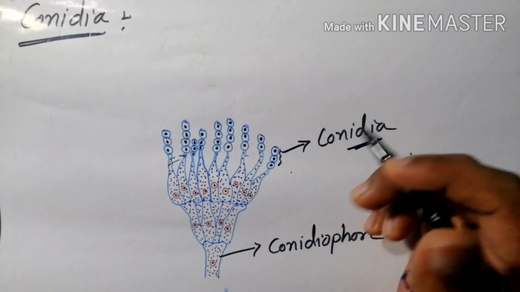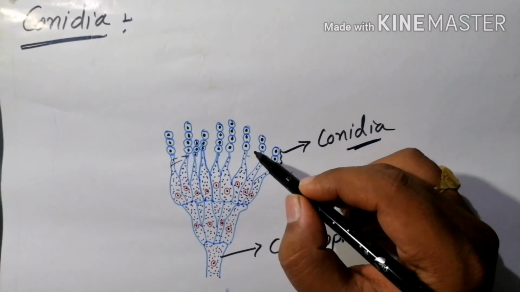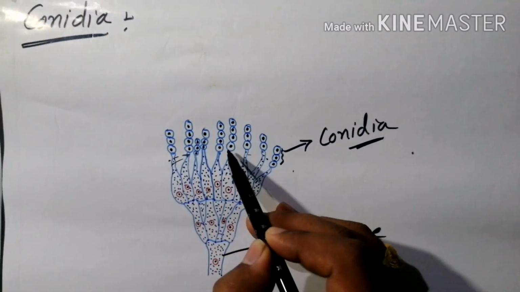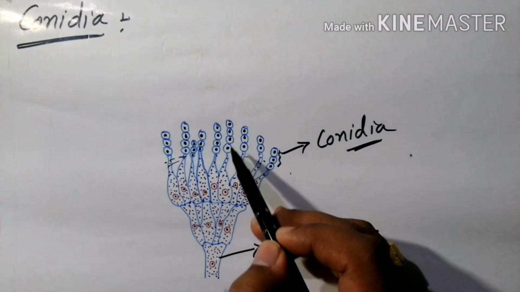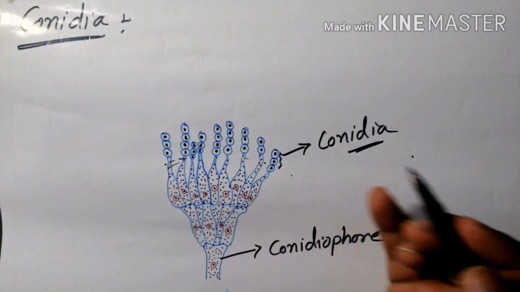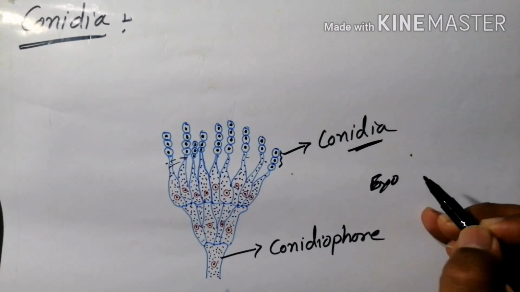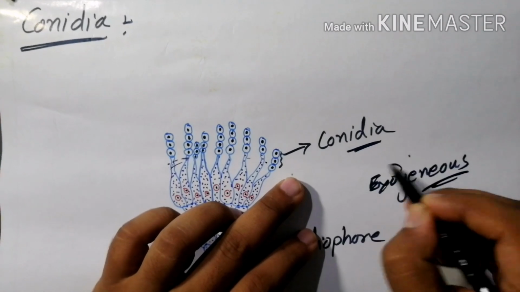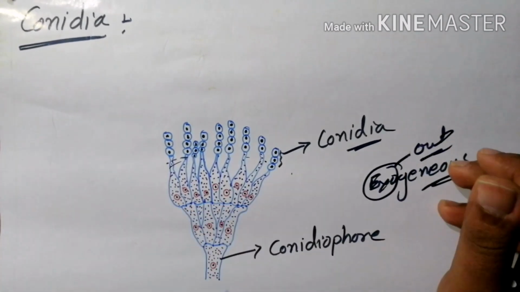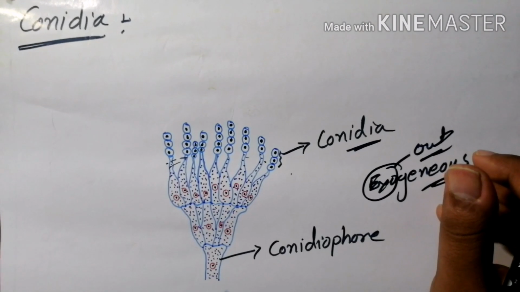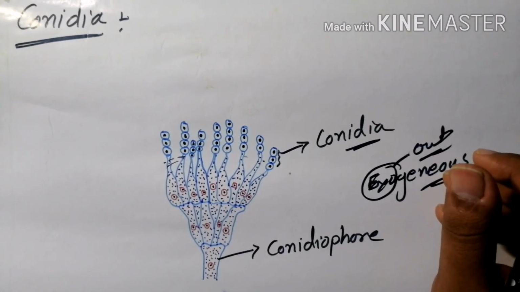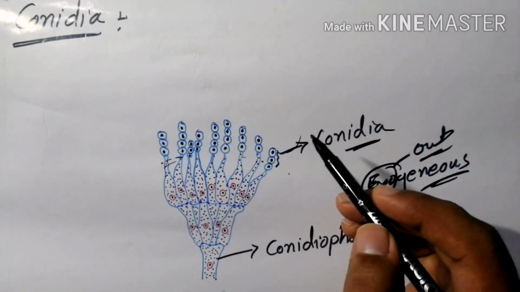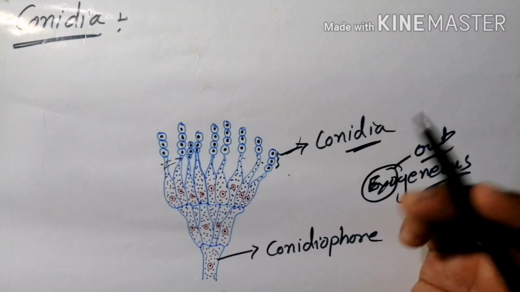They are produced exogenously. Previously I told you that exogenously means outside. That means the spores are formed on the outside of this structure. Exo means outside. They are dispersed by wind, and when fallen on a suitable substratum they produce a new mycelium. In favorable conditions, it is dispersed by wind.